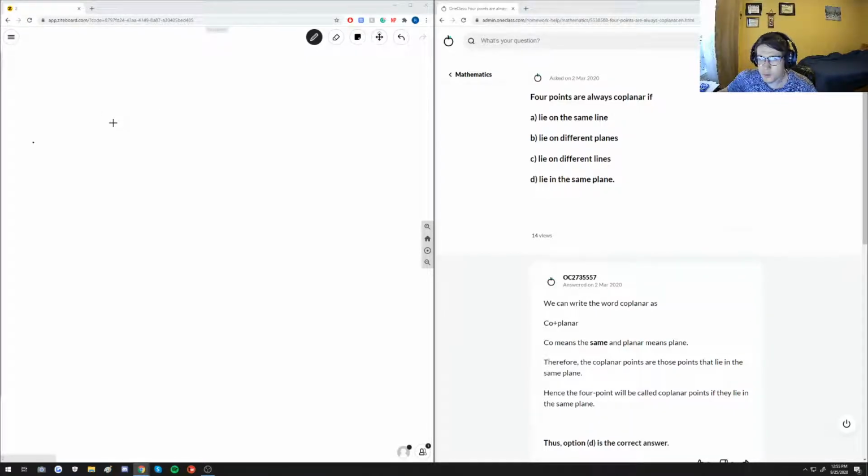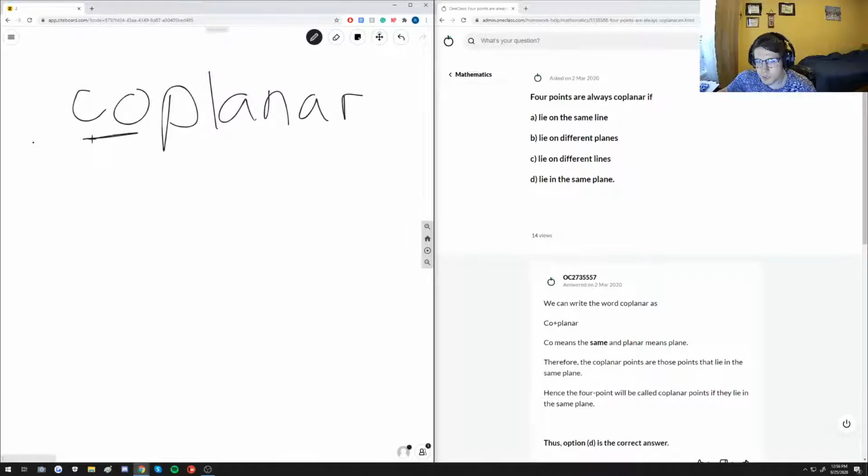So there's two ways to tackle this problem. First, you can just deconstruct the word coplanar. What does the word mean? Whenever we see the prefix co, we think of the same. Normally you think of collinear, coplanar. All of those words have the co- prefix, meaning that these two or three or four, however many things, are either on the same line if it's collinear, or coplanar, on the same plane. That kind of already answers the question, meaning that the answer choice would be D.